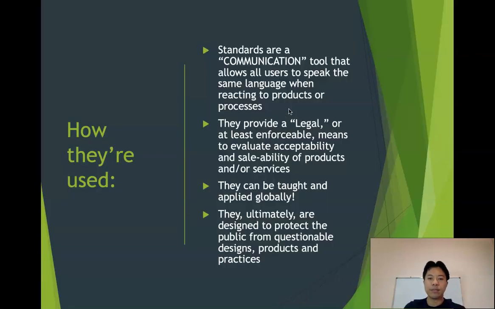How do we use standards? Standards are the way you communicate whether your product is up to the standard or not. So if we say that your product follows the ASTM standard, we communicate the quality of the product following a certain standard of use. Standards are communication tools that allow all users to speak the same language when reacting to products or processes.